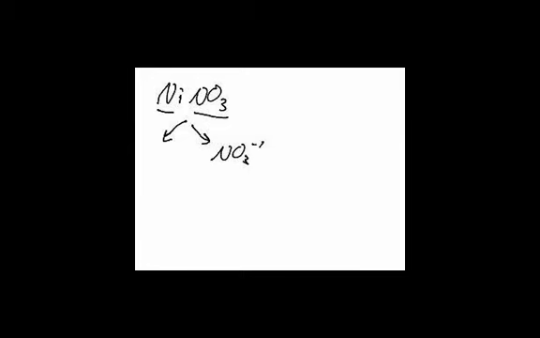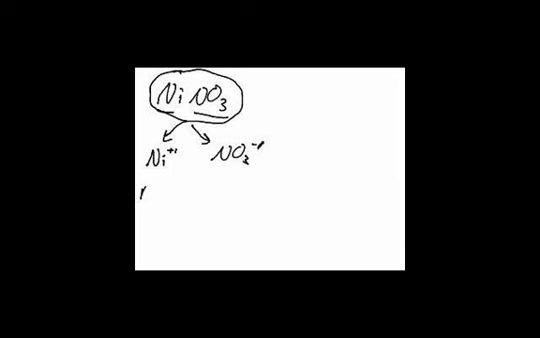Now Ni is a transition metal, and transition metals can often have different charges. So here's Ni, and notice my nitrate over here has a minus 1 charge. Well, my compound has to add up to 0 for the charges. Always adds up to 0. So I can deduce that this would be a plus 1 charge because there's only one of them there. So plus 1 and minus 1 adds up to 0.